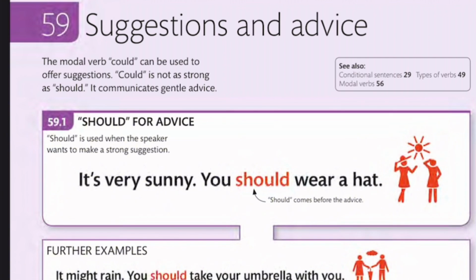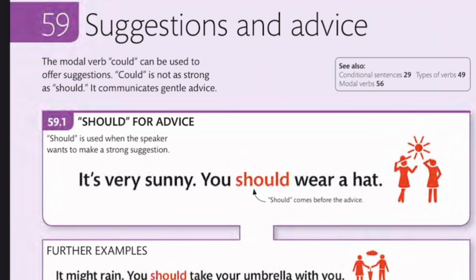Moving on, let's talk about suggestions and advice. The modal verb could can be used to offer suggestions. Yes, could is not as strong as should. We are going to talk about should. Should communicates gentle advice. Let's talk about should for advice.